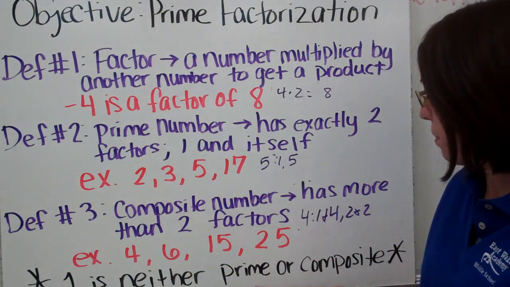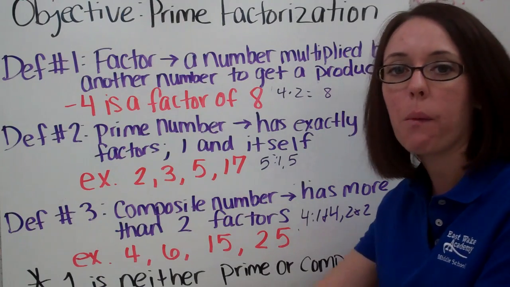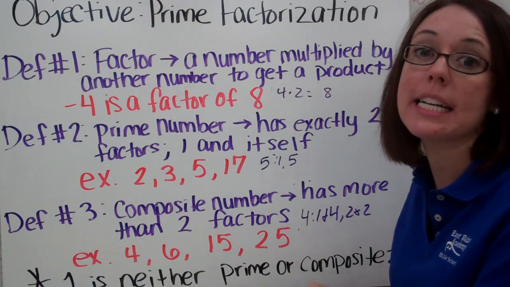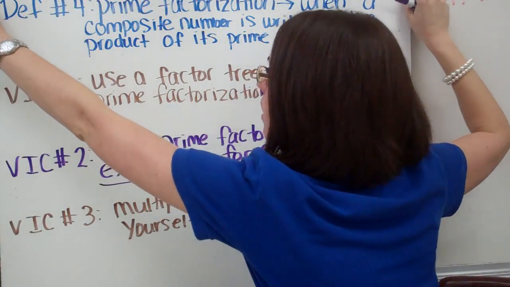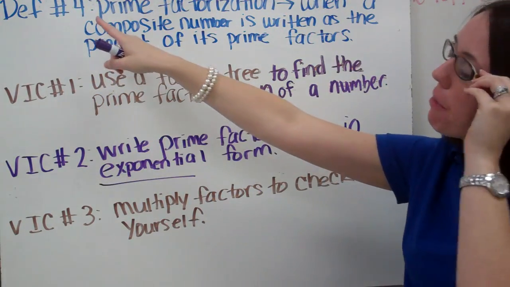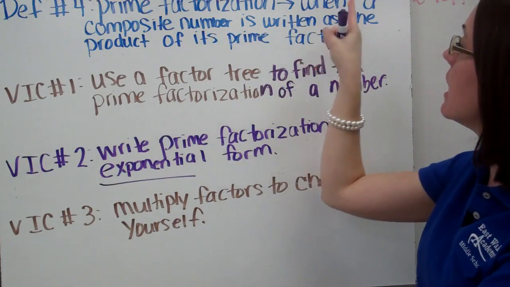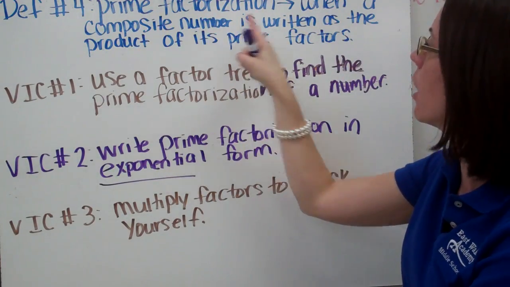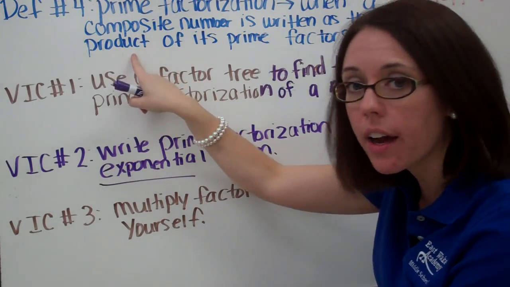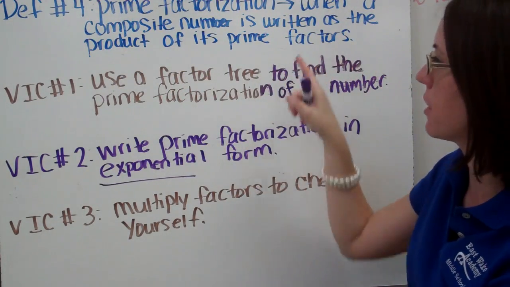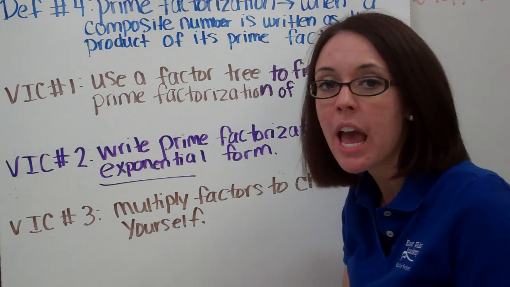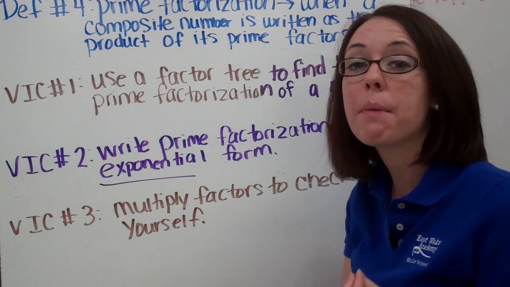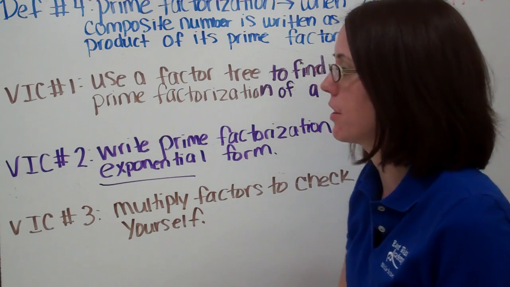1 is neither prime or composite. Remember that. 1 is neither prime or composite. It's special. Definition number 4. Prime factorization is when a composite number is written as the product of its prime factors. So prime factorization is done for composite numbers, and we break those down into a product of the prime factors.